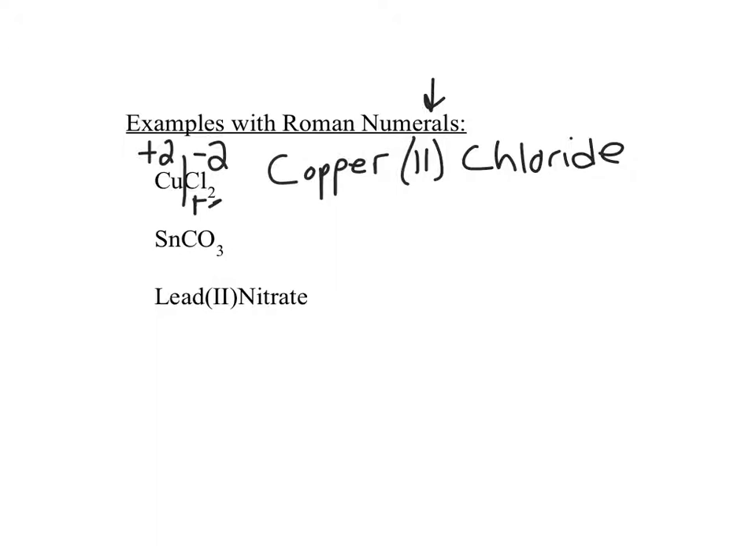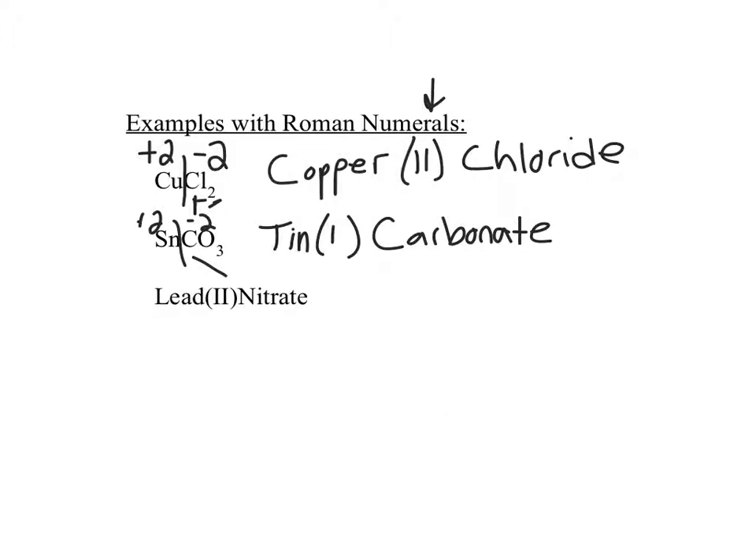All right, so for the next one, I cut it right there. Sn is tin. Tin is one of those ones that need a Roman numeral. And now the second part of the name was CO3, so I looked that up on my ion sheet, and that's carbonate. Now I have to find the charge of tin. Carbonate has a charge of 2-, so that means tin has to be +2 to cancel that off, so my Roman numeral would be 2.